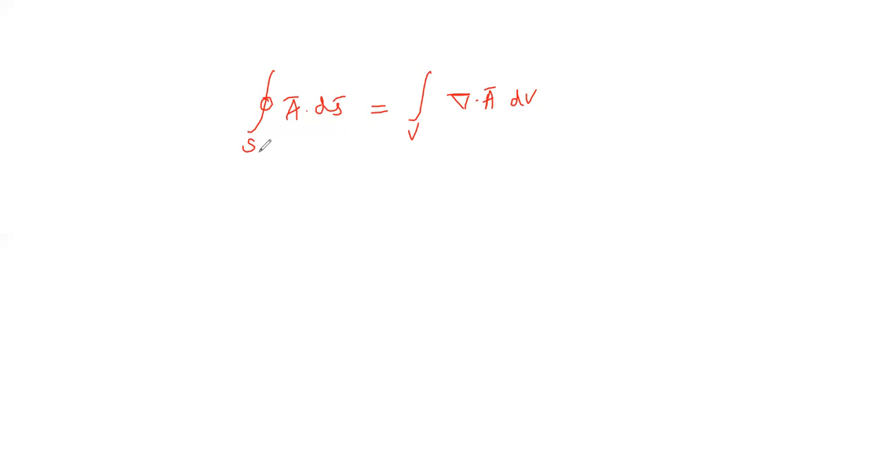Here, closed surface is equal to volume. By default, if you join two points, you get a line. If you join such lines, you can have a surface. If you join such surfaces, you can have a closed surface, forming a volume. That is why the closed surface integral is equal to the volume integral. Your surface element ds is changed to dv, and the vector is changed to the del operator, del dot A bar. This is the statement or the expression of the divergence theorem.